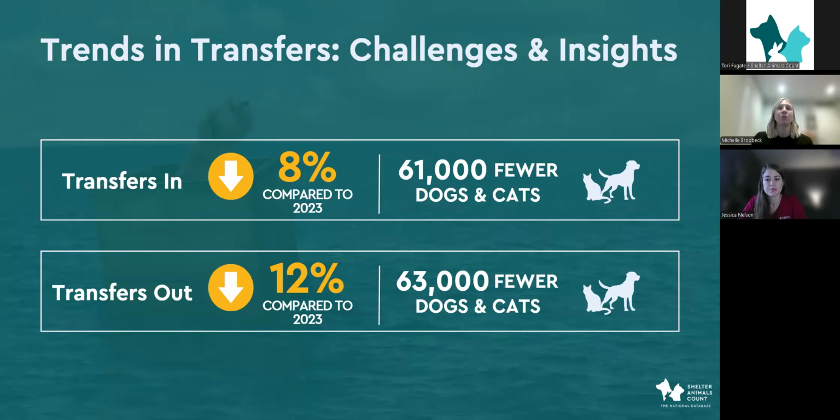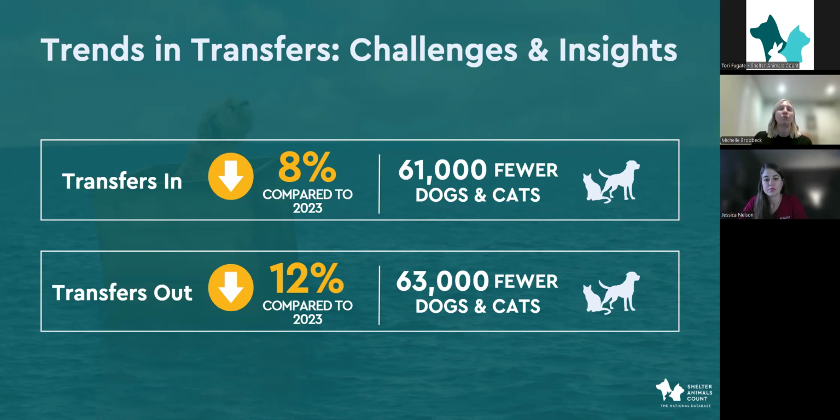However, it's important to mention that we still don't really have a clear idea of why animals are being transferred, or how many of them are mandated by government ordinances or contracts, and how many are moving voluntarily via transfer programs. In the first half of 2024, 726,000 dogs and cats were transferred into animal welfare organizations. This is an approximately 8% decrease compared to the first half of 2023, which translates to roughly 61,000 fewer dogs and cats being transferred in.